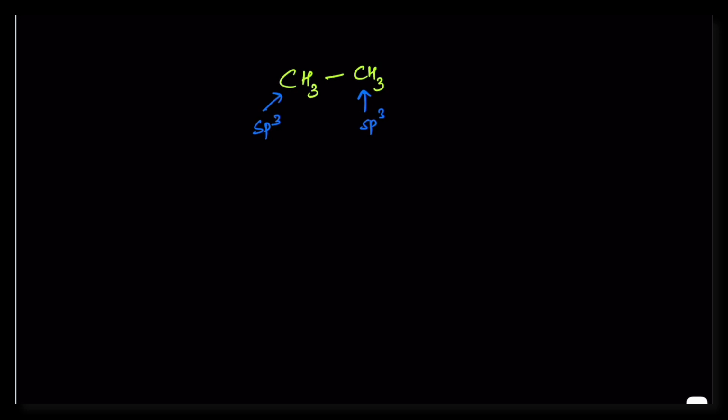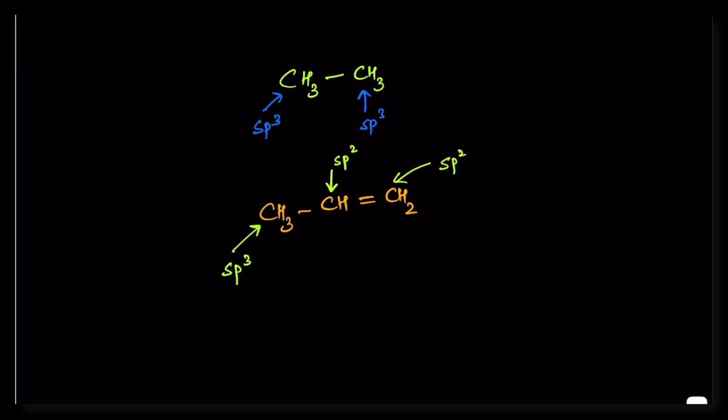What if we have CH3, CH double bond, CH2? Now in this case, the corner carbon atom has only sigma bonds. There is no pi bond here. So this is sp3. But this carbon atom has one pi bond, so it will be sp2. And similarly, this carbon atom at the end also has one pi bond, so it will be sp2.